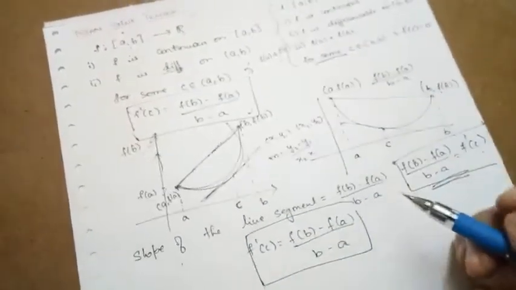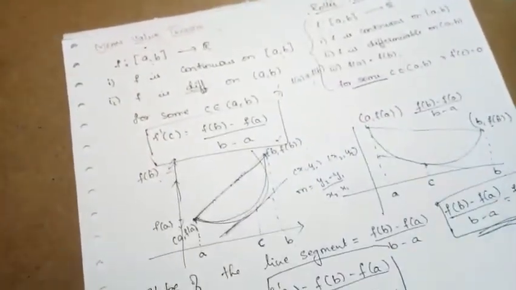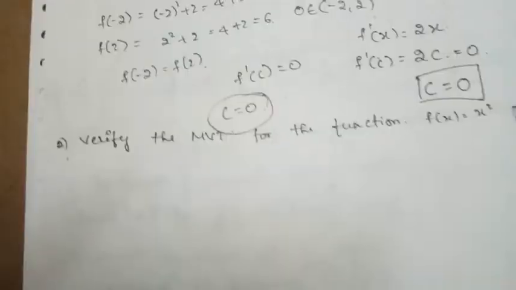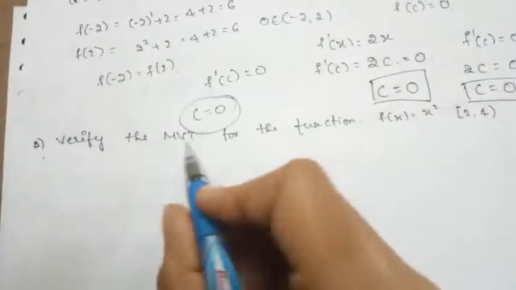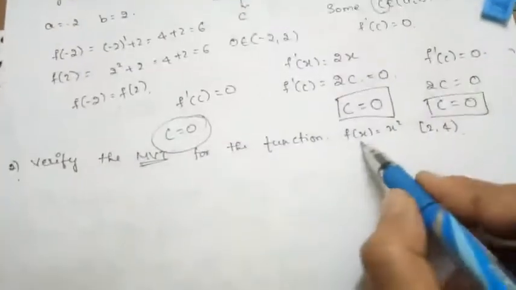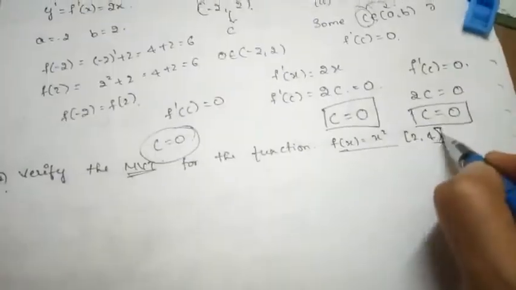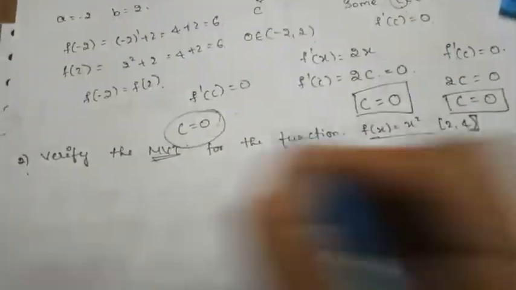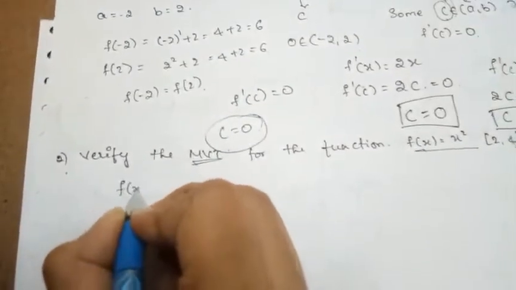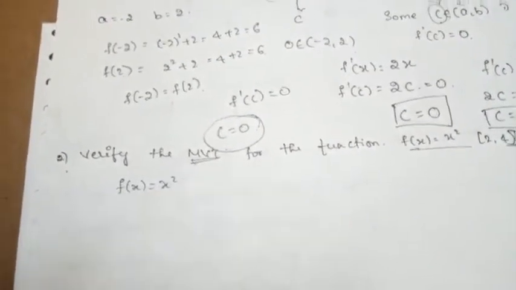So before going to that one, please note down what I have explained here right now. Here is the question: how can we verify the mean value theorem for the given function f of x is equal to x square on the closed interval 2, 4? They have given the function f of x is equal to x square.